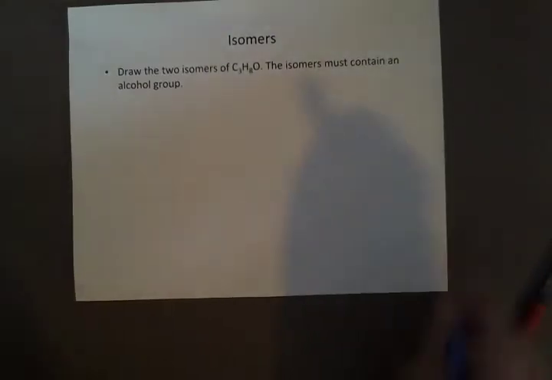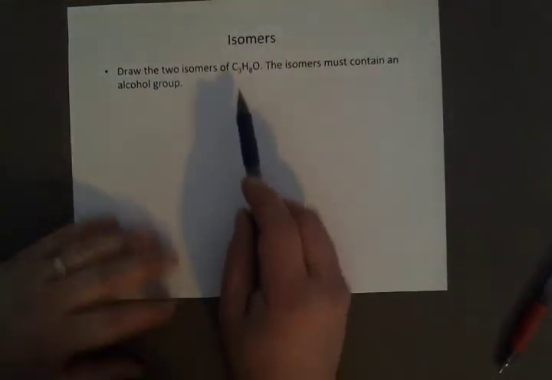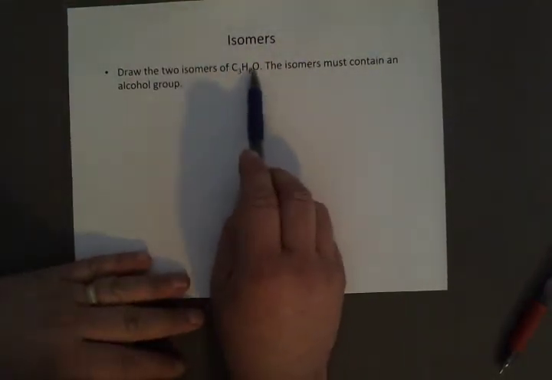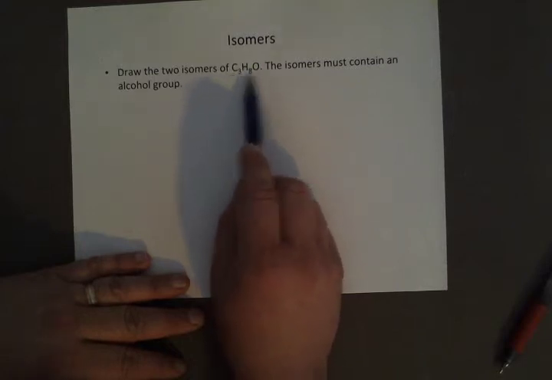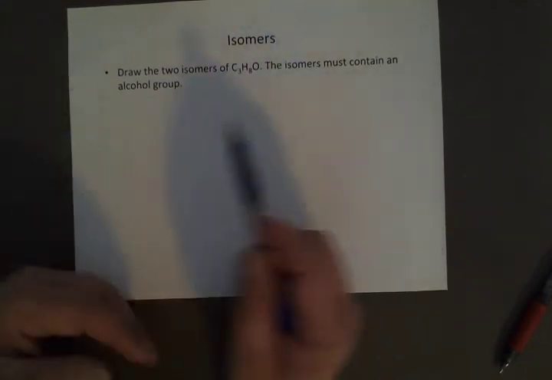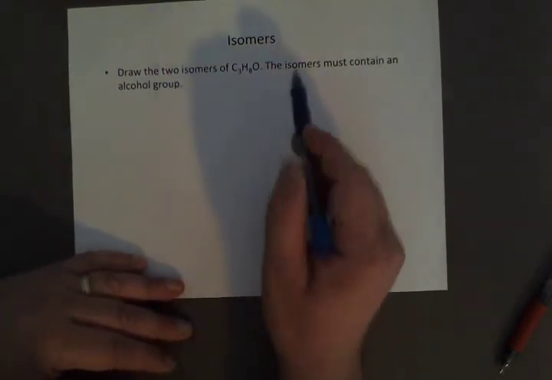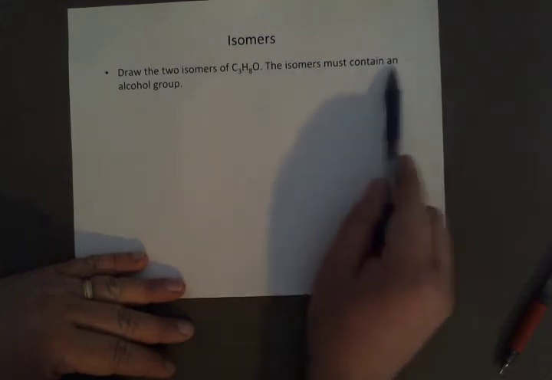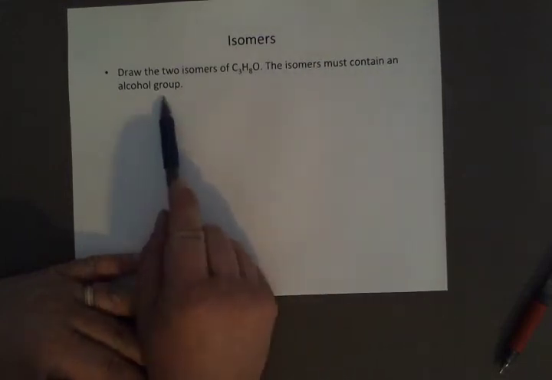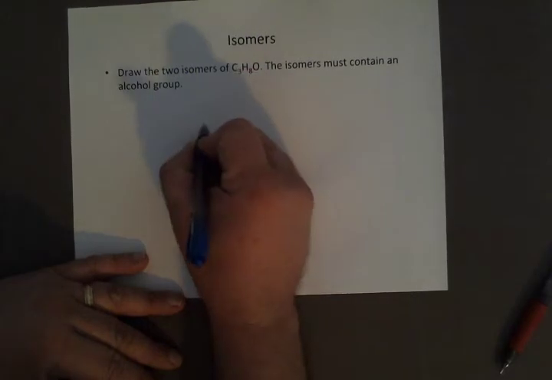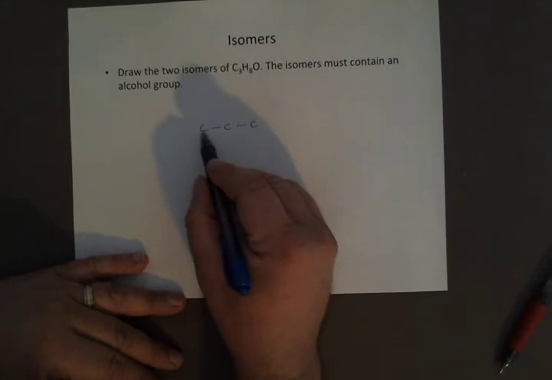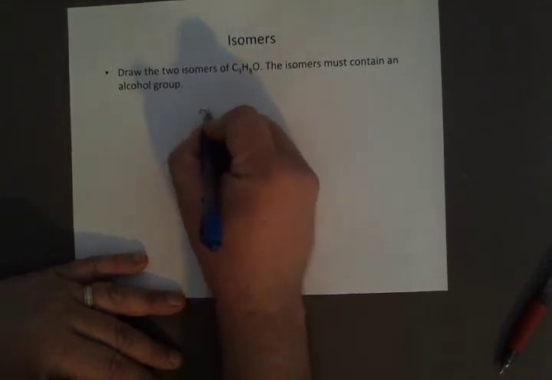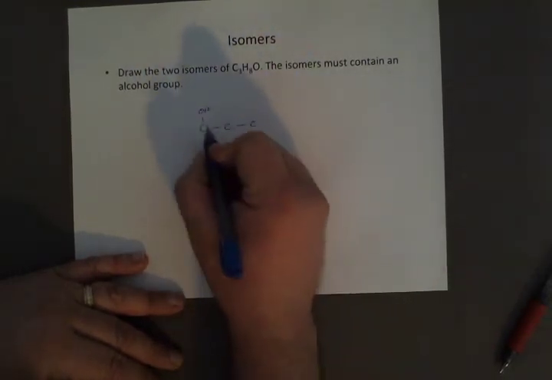Okay, so for isomers. So isomers just mean that they have this formula, but they have different names, basically, if you were to name them. So for here, I give you this, but I also say that it must contain an alcohol group. So an alcohol group is an OH. So you could put it here, and then you fill in the hydrogens.